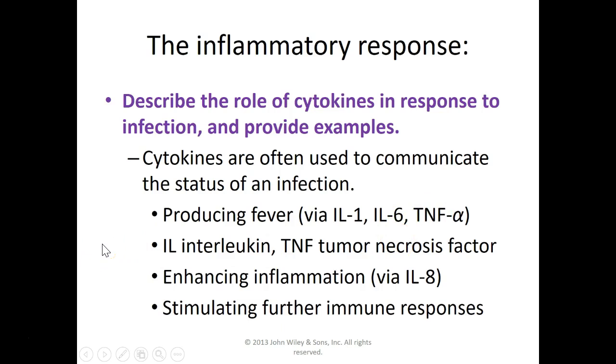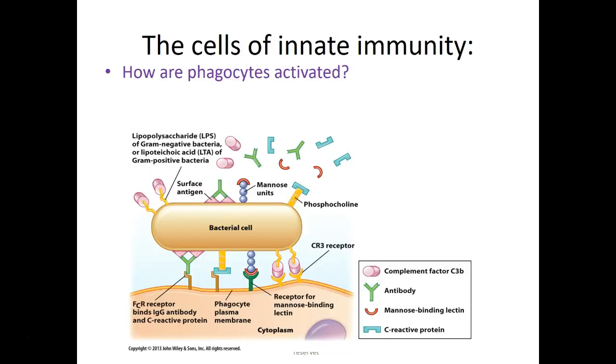In general, with the cytokines themselves, I don't want you memorizing a whole bunch of them. There was only one I said that was important: IL-2, right? And that is really important for T cell proliferation. Okay? So how do phagocytic cells get activated?